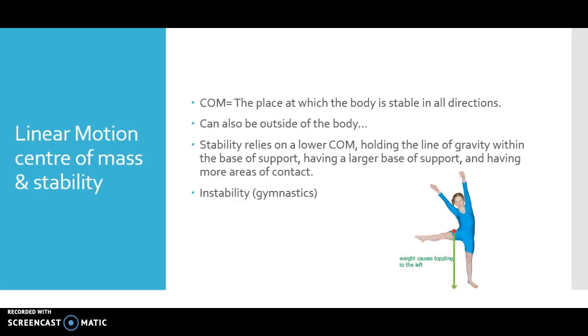So here, moving on to center of mass and stability. So what is center of mass? So COM, or center of mass, is the place at which the body is stable in all directions. So basically, if someone was to be standing still, the center of mass would be around their belly button, because that's the middle of their body.